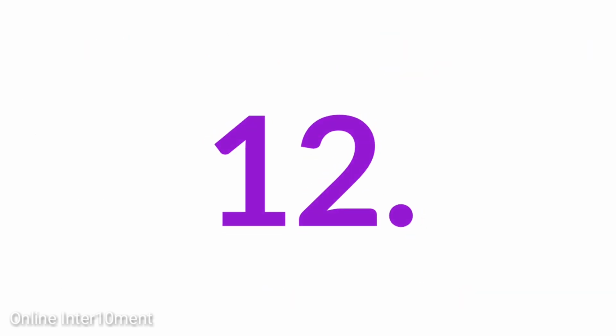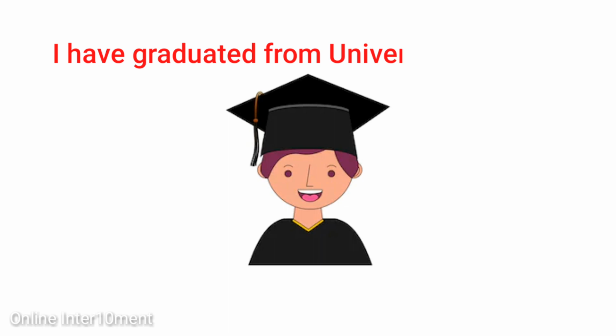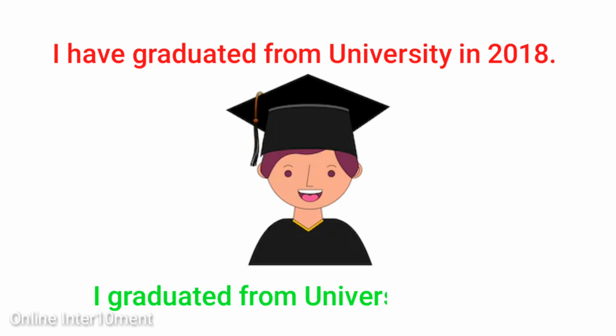Number 12. I have graduated from university in 2018. This sentence is often used by the graduated students whenever they are telling about themselves. But they commit the mistake in such kind of sentence because it should be, I graduated from university in 2018. For that past event, you don't have to use the perfect form of it. Better to use simple past for it because it is already past event there.